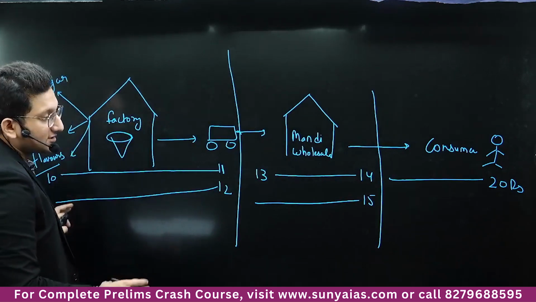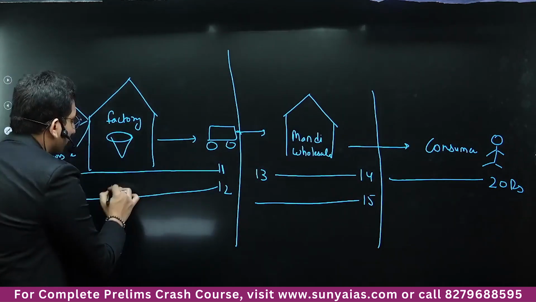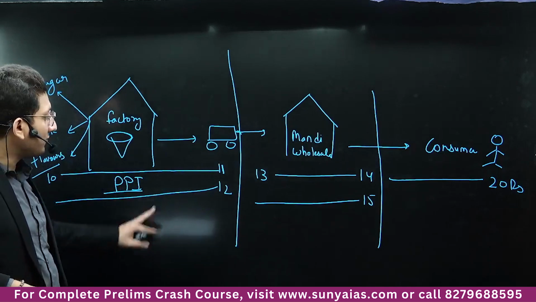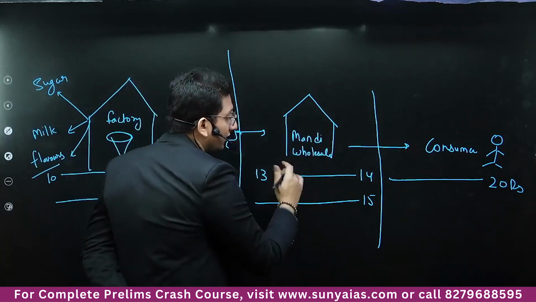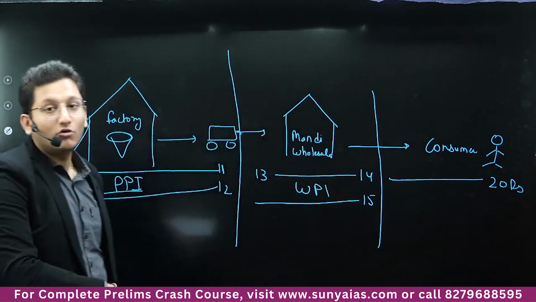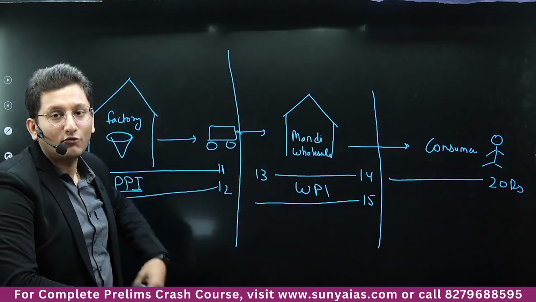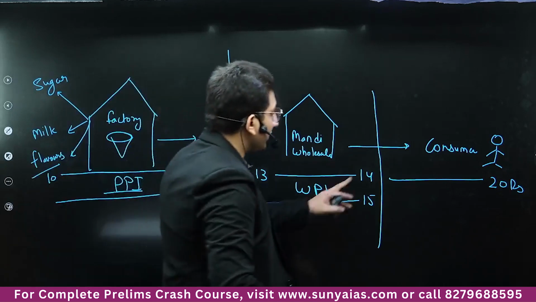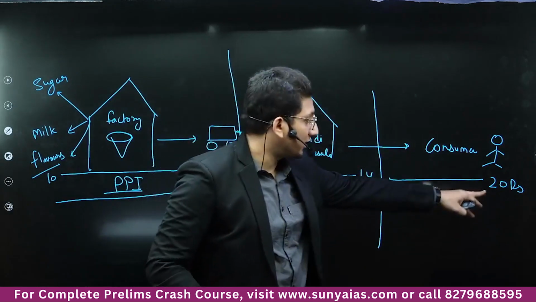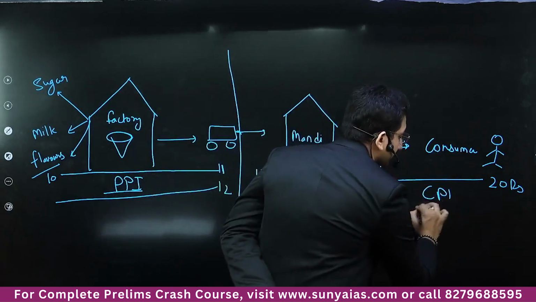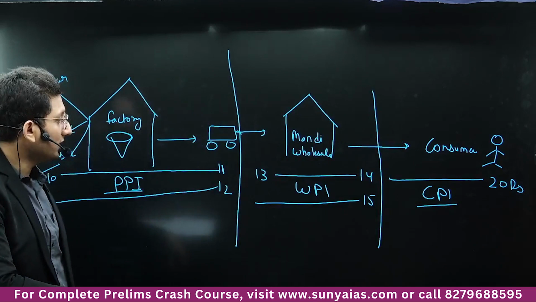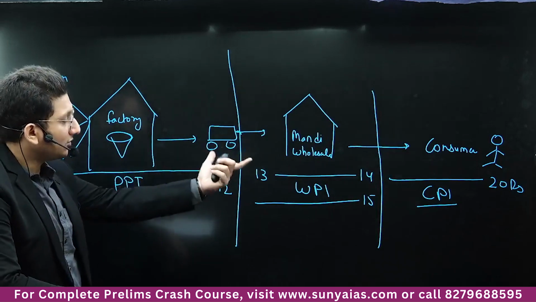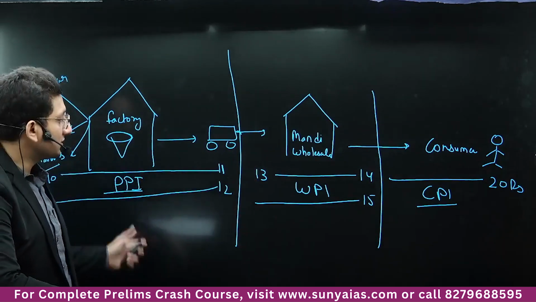If I am calculating this inflation at this level, that we will call producer price index, PPI, the producer price index. If I am calculating this at this wholesale level, then I will call WPI, the wholesale price index. Okay, so if I am talking about what bulk transaction has been happening here at the wholesale level, right? And if I'm talking about the consumer side, when the consumer is paying this amount, then I'm talking about the CPI, the consumer price index. Okay, so this is how the three levels of the production process happen, right? The factory, the mandi or wholesale market, and the consumer, the retail market. So this is how you will calculate.